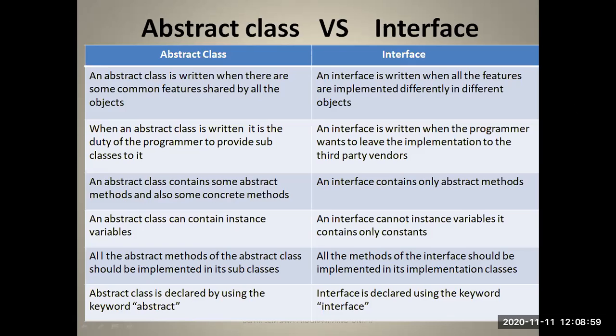Coming to the fifth point, as part of abstract class, all the abstract methods of the abstract class should be implemented in its subclasses. It is compulsory for the subclass to implement or define the abstract methods of the abstract class. If the implementation is not part of the subclass, then the subclass is also treated as an abstract class.